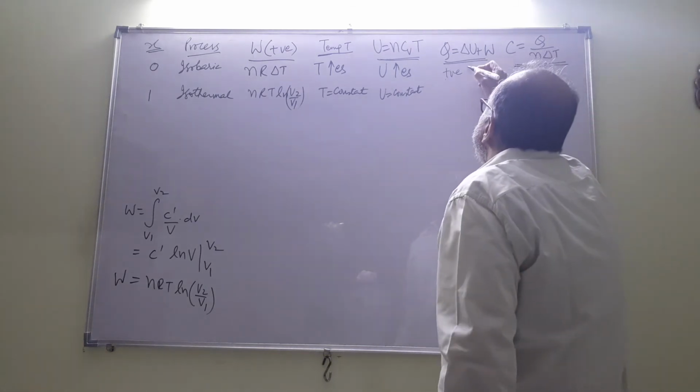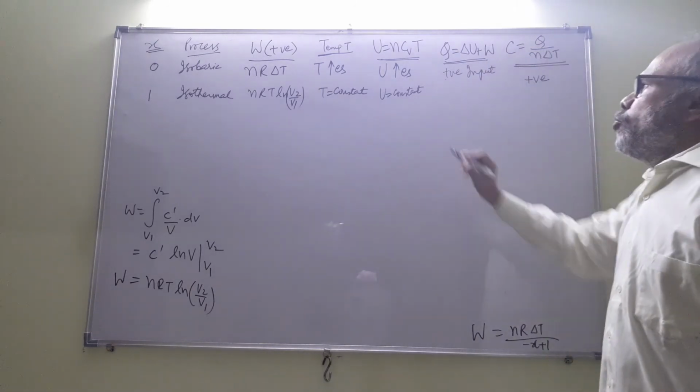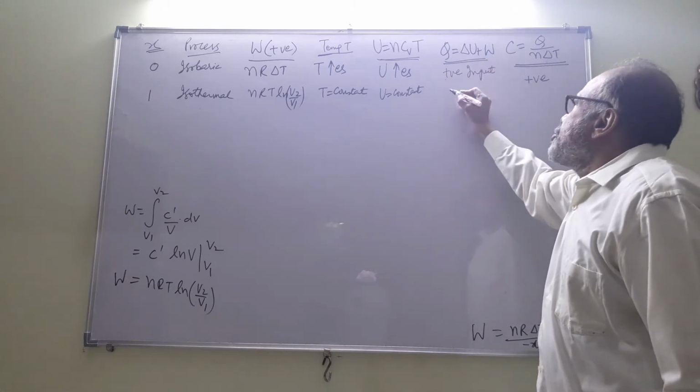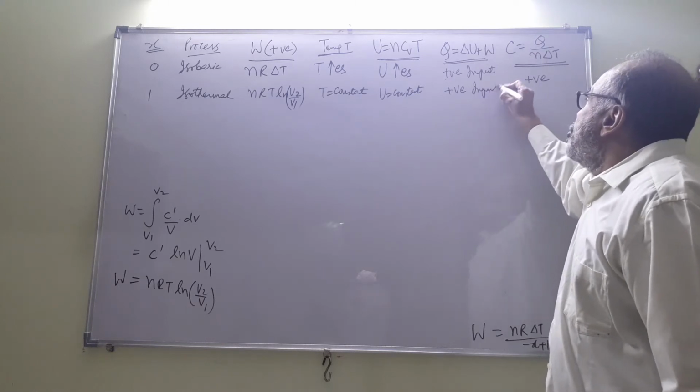What can you say? This is an input. So this is the input of heat. What can you say about the heat? Delta U doesn't change. W is positive. So Q will be positive. So this is again a heat input.